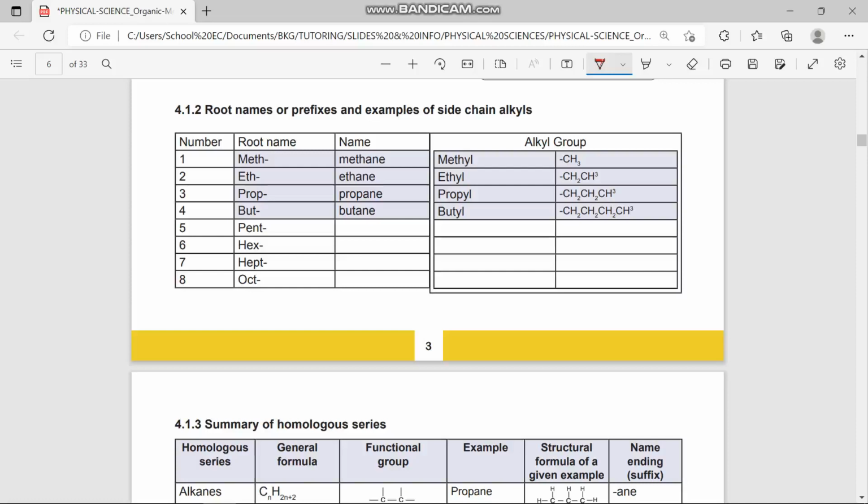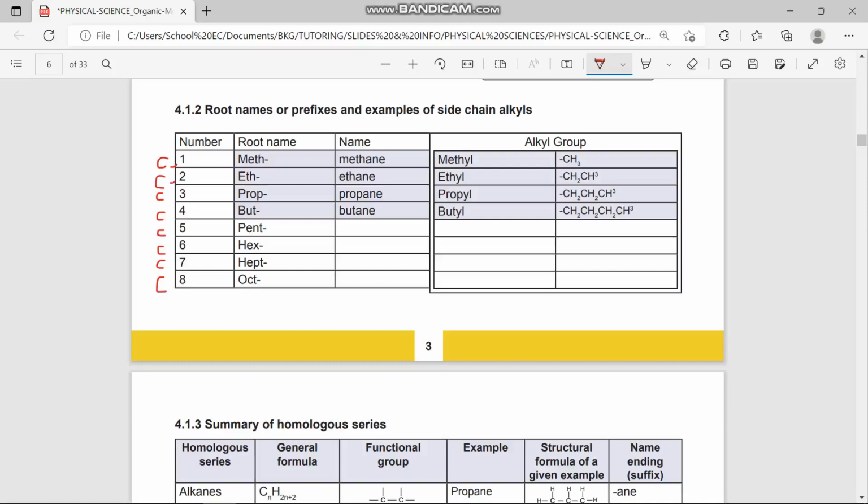We have numbers. These are the numbers of the C atoms. Let me write C so you don't get confused. This is the number of the C atoms when they compound. So if there is one C, the name of the compound will start with meth. So one means meth.